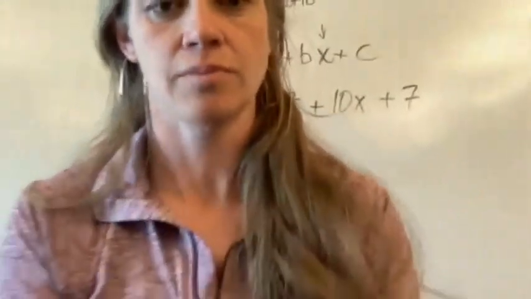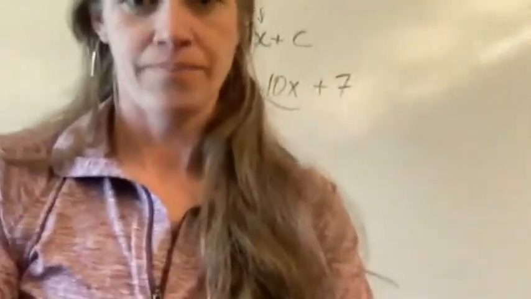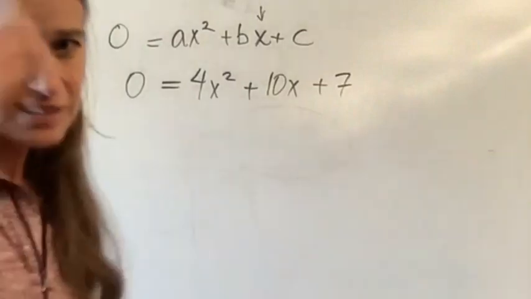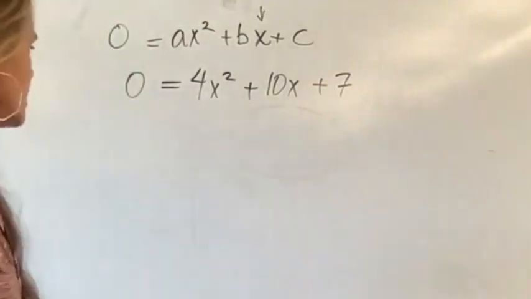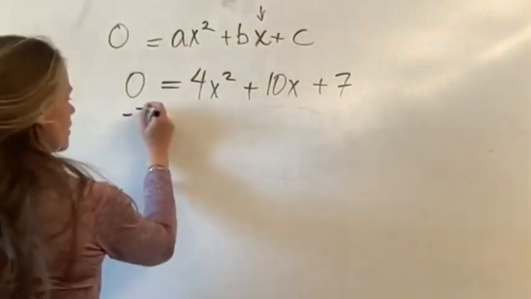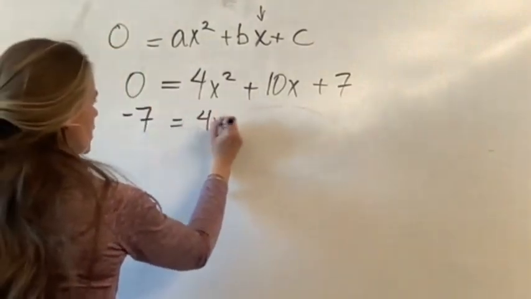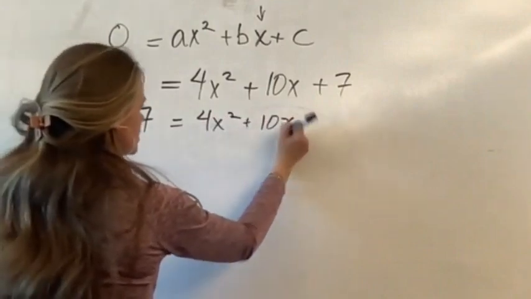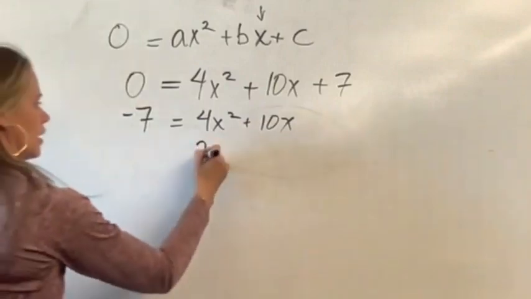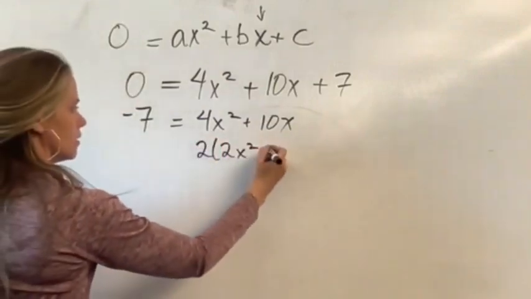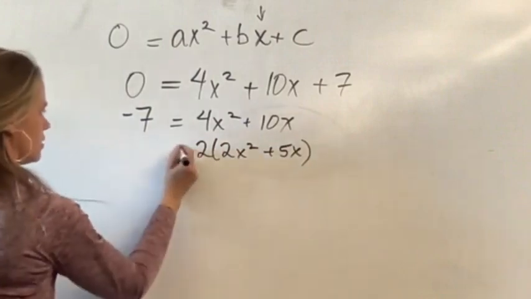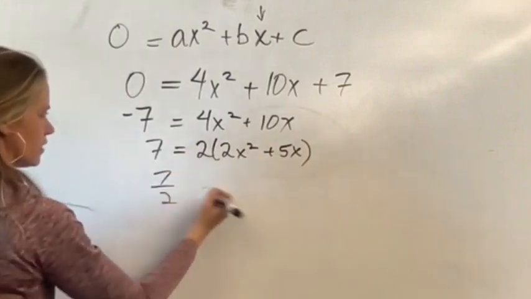How could I possibly figure out what x would be? I have to get x by itself. So you're like, ugh. Let's just take away 7 from both sides. So we get negative 7 equals 4x squared plus 10x. Then I could factor out a 2. I still have some x's here. I can divide by 2 if I feel like it.